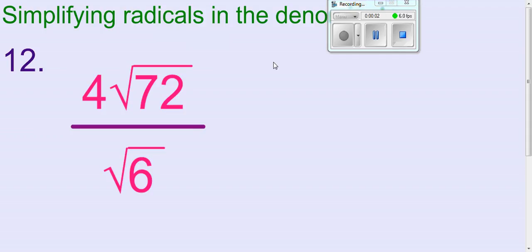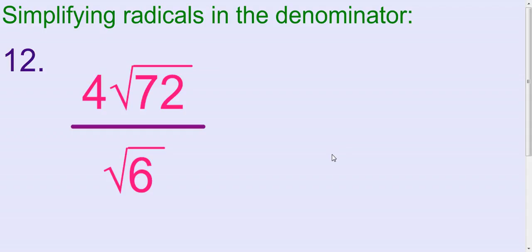In this lesson, we are going to be looking at what happens when we have radicals in the denominator. And luckily, lots of times it'll take care of itself pretty easily, but sometimes we have to do what's called rationalizing it, okay?